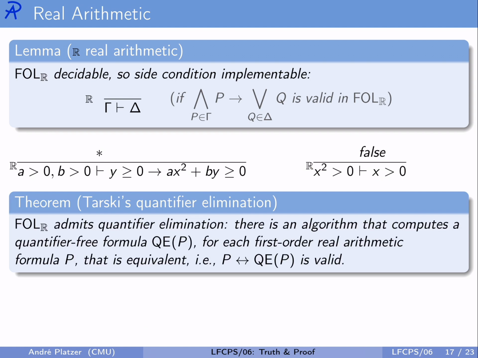And the miracle here is that Tarski proved quantifier elimination. There is an algorithm that computes for every first order logic formula P an equivalent formula that has no quantifiers, and the two are really equivalent, meaning P is equivalent to QE of P is a valid formula under all circumstances. And it doesn't even mention more free variables than it used to mention before.